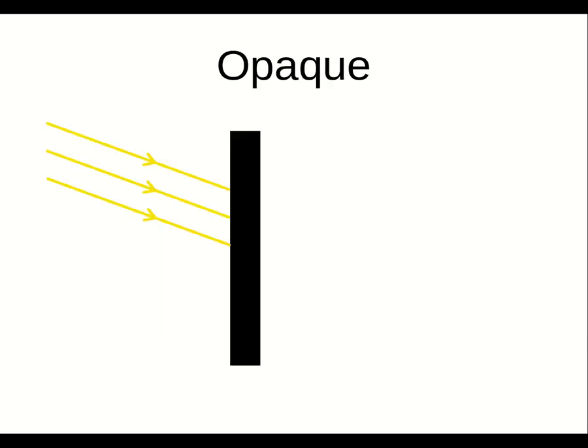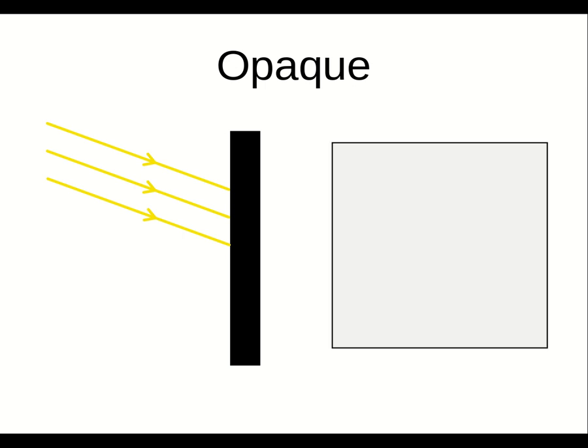First one being opaque. If I shine light on something which absorbs most of the light or reflects most of the light and none of it passes through, we call that opaque. So with opaque objects none of the light passes through. If I try and look at something, there's a picture behind there you can't see, because we're looking at it through an opaque piece of material. So cardboard, paper, metal.